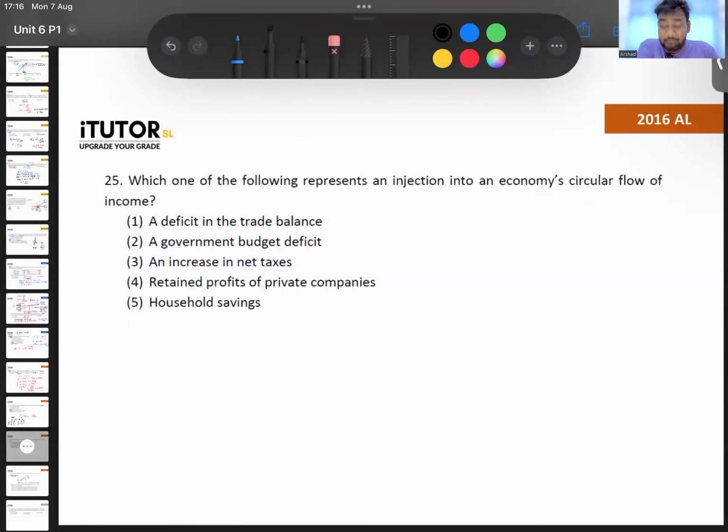Which of the following represents an injection into the circular flow of income? Deficit in the trade balance. Deficit in the trade balance means your exports are lesser than imports, so more money is going out. That's not really an injection. Government budget deficit. Budget deficit means government spending is greater than tax. Looks okay, right? Government spending more.